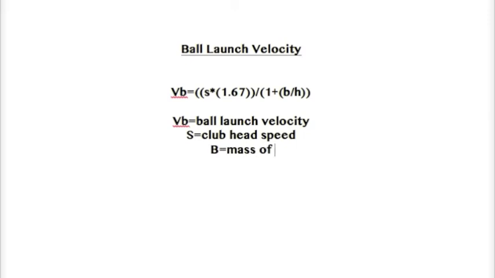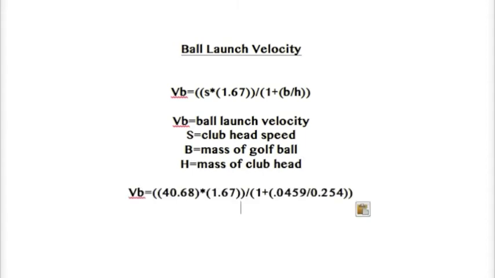With our data, we plugged in the equation to be that VB equals 40.68 times 1.67 divided by 1 plus the quantity of 0.459 divided by 0.254. The result of this is that the ball launch velocity equals 57.538 meters per second.